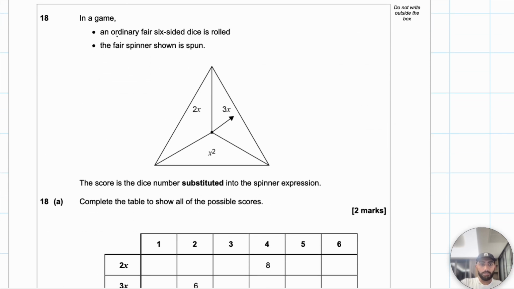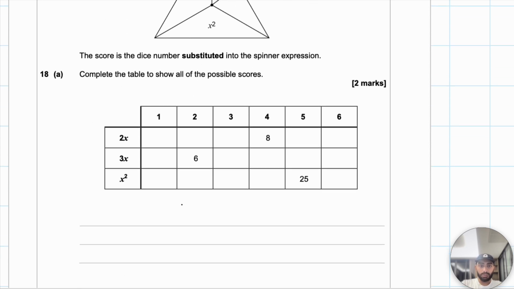Question 18. In a game, an ordinary dice is rolled and the first spinner shown is spun. The score is the dice number substituted into the spinner expression. All this is saying is that they get a dice, they roll it, and whatever number they get, they spin this and they substitute that number into here. And they've created a little table for us to fill out.